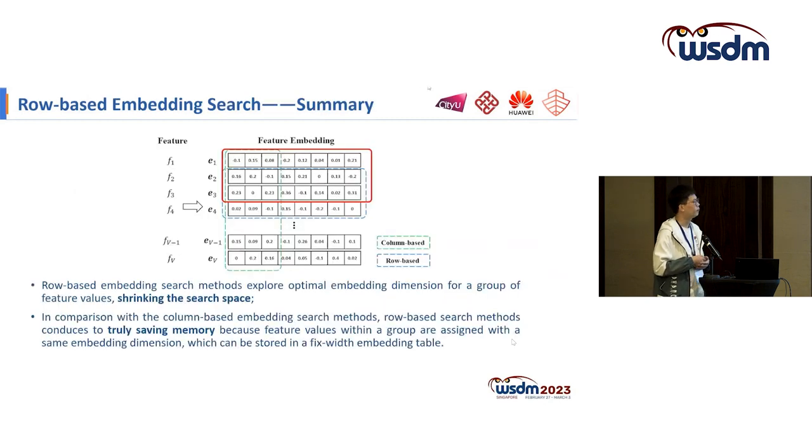The row-based embedding search methods explore the optimal embedding dimension for a group of feature values, so they reduce the search space. In comparison with the column-based methods, the row-based embedding search methods contribute to truly saving memory, because the feature values within a group can be assigned the same embedding dimension.